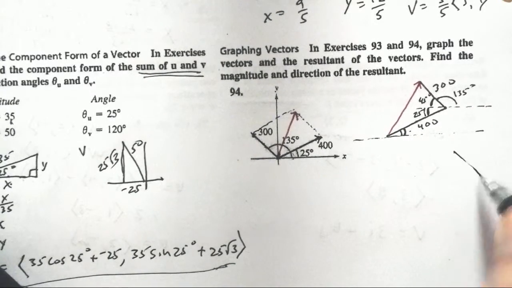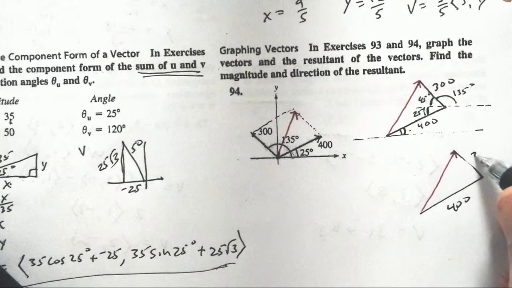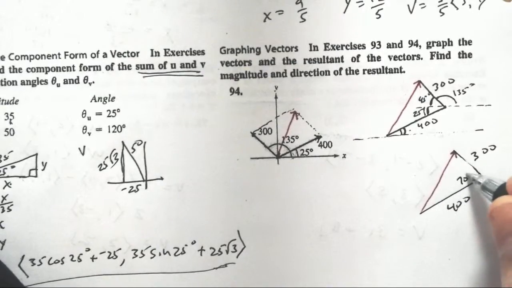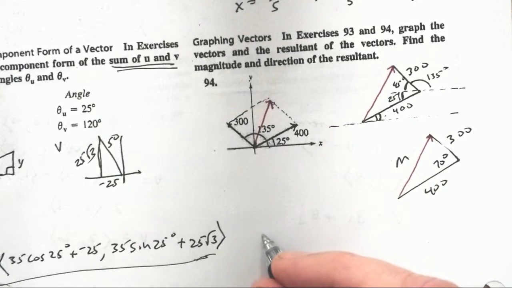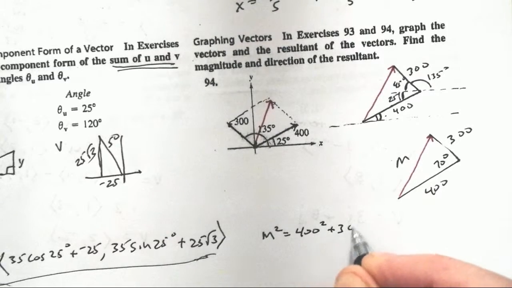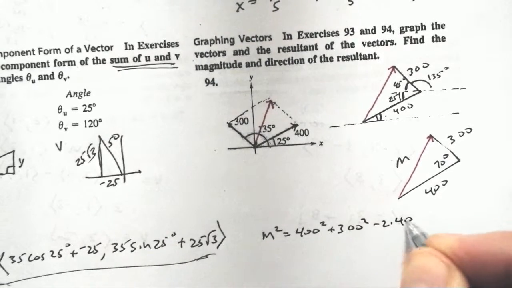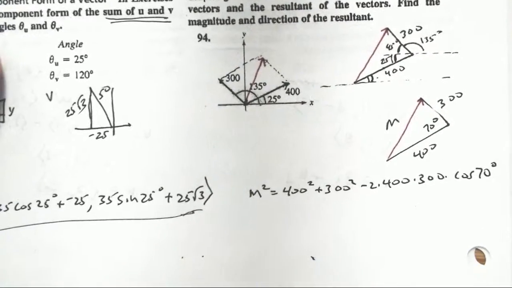Here's my triangle. Looks something like this, with a 400, with a 300, with a total of 70 degrees right there. Side angle side, I can solve the triangle. We are looking for the magnitude. We're also looking for the total direction angle. We're going to go for magnitude first. Law of cosines. M squared, magnitude squared, equals 400 squared plus 300 squared minus 2 times 400 times 300 times cosine of 70 degrees. Excuse me, we're solving for m squared here.